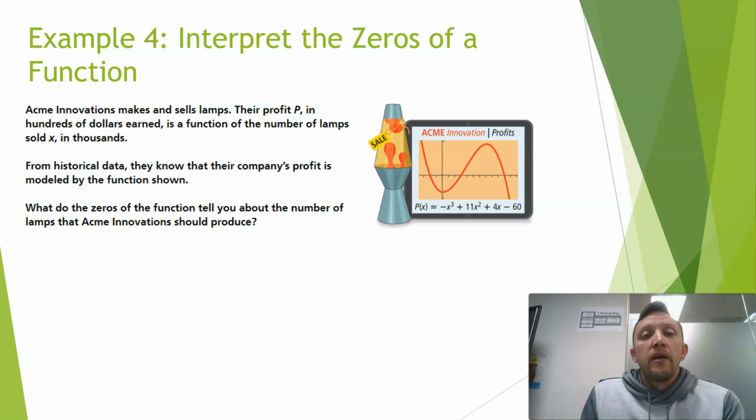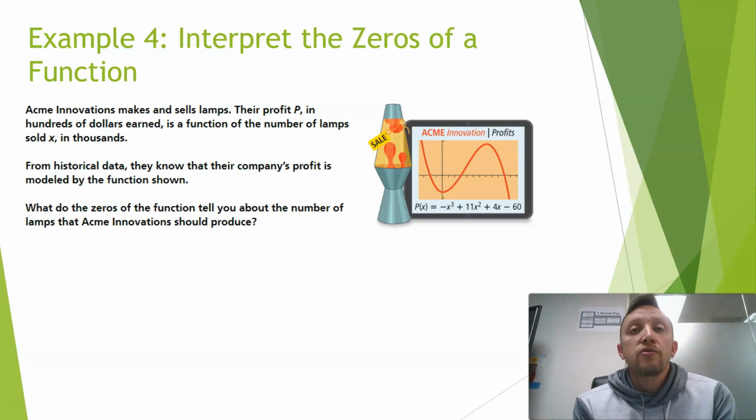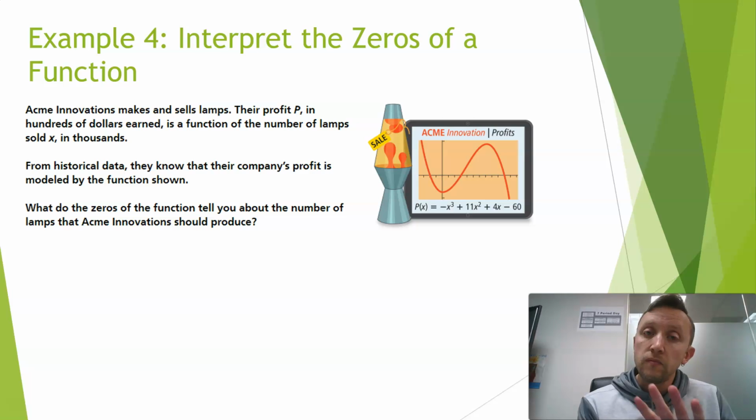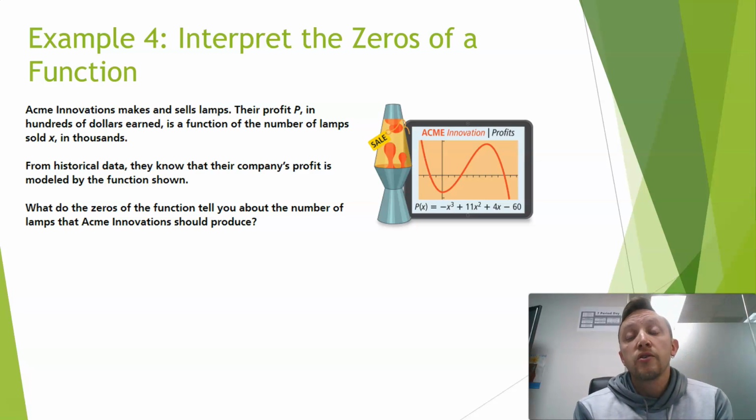All right. So in this example, we're going to be looking at a story problem. Here it says Acme Innovations makes and sells lamps. Their profit in hundreds of dollars earned is a function of the number of lamps sold, x in thousands. Let's stop there for a second. The variable x represents the number of lamps they're going to sell in thousands. Not just the number of lamps, it's the number of lamps in thousands. So when x is 5, that represents 5,000 lamps, just to be clear.